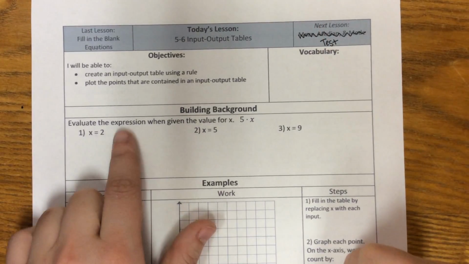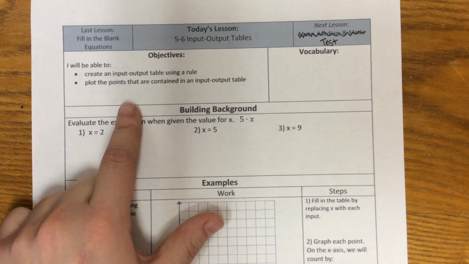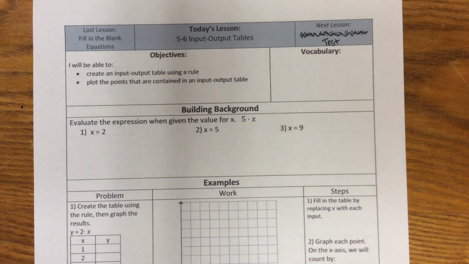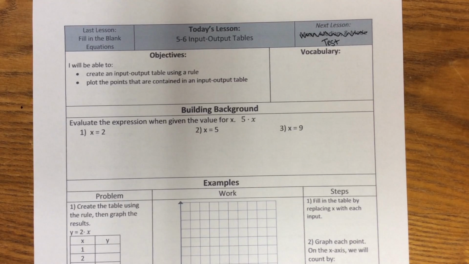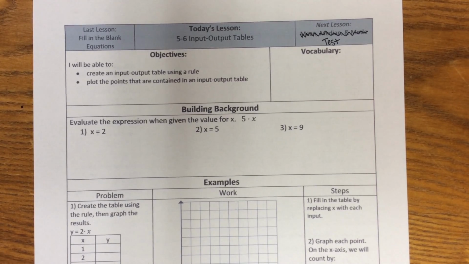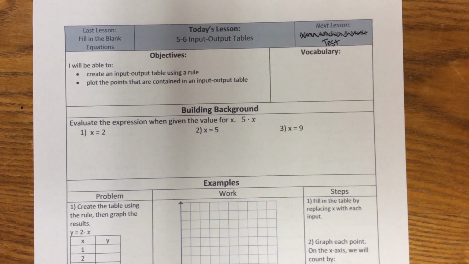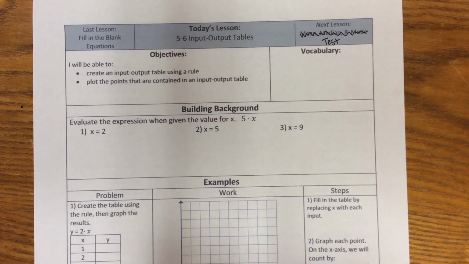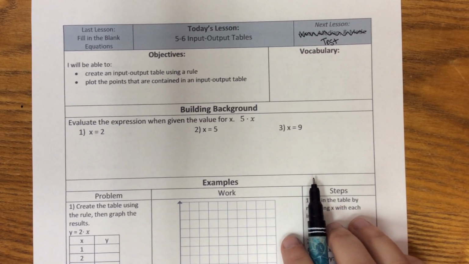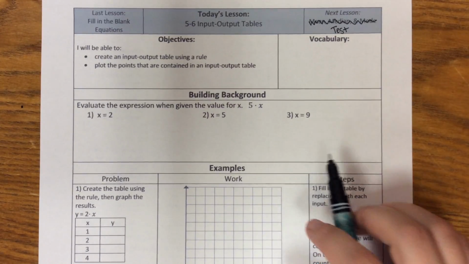Okay? So today's objectives, we'll be able to create an input-output table using a rule, and we're going to be able to plot the points that are contained in an input-output table. You should have done input-output tables back in chapter 4. Okay, so it shouldn't be quite new, unless you just joined us this trimester.